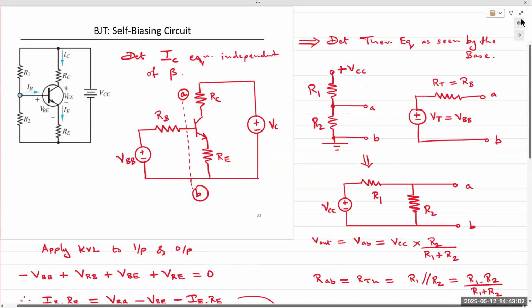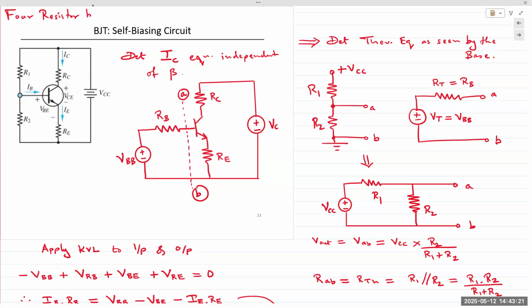One of the most common ones is the self-biasing circuit, or more commonly known as the 4-resistor bias, or even more commonly known as the voltage divider biasing circuit. This is, in fact, the circuit we used in the lab.